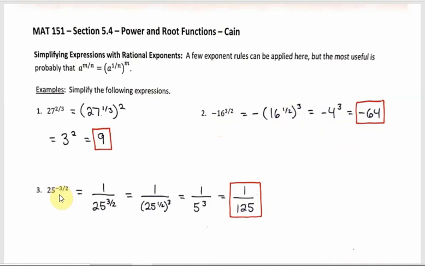This one's got a negative exponent, so I rewrote it with a positive exponent first by putting it in the denominator. And then I did what I always do. I did the root first, and I said, all right, 25 to the 1/2 power. That's the square root of 25, so it's 5. Cube it, 125. So the answer is 1 over 125.